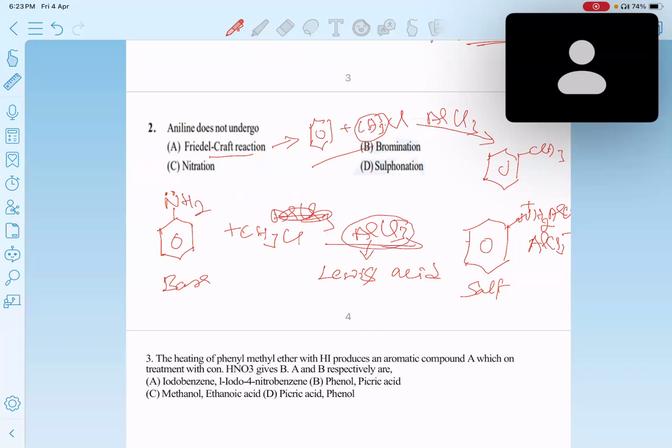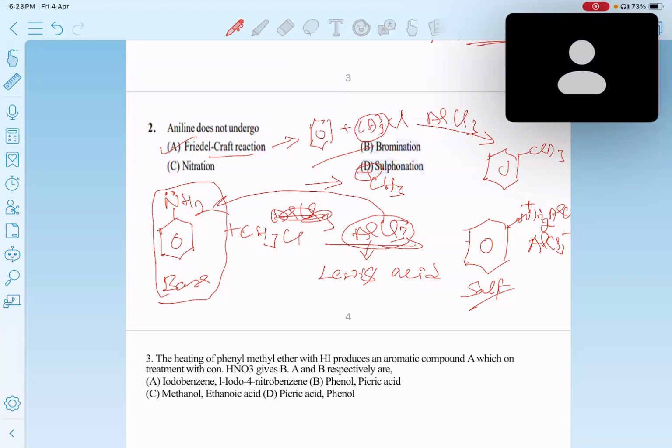Because aluminum chloride directly reacts with aniline to form a salt. So actually the first step in the Friedel-Crafts reaction is production of a carbocation, methyl carbocation. Therefore, aniline does not undergo Friedel-Crafts reaction. The main reason is aniline acts as a base, reacts with the Lewis acid, aluminum chloride, to form a salt.